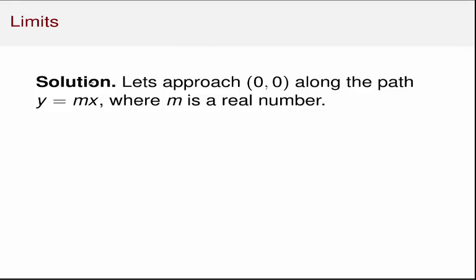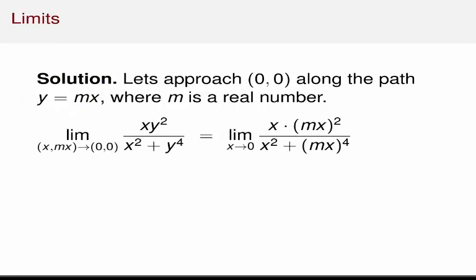Now, instead of looking at each of these paths individually, why not look at the paths collectively by using the equation y = mx without substituting any specific value for m, and see what happens to our function as (x, y) tends to the origin. Alright, so let us substitute y = mx into the expression of our function, and this reduces to a single variable function of x only. Moreover, what we want now is the limit of this function of x as x tends to 0.